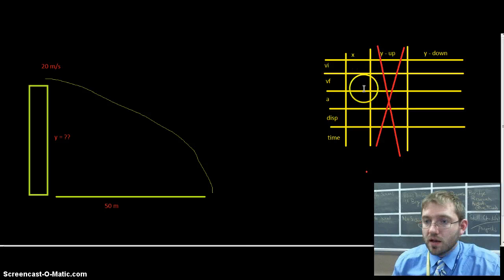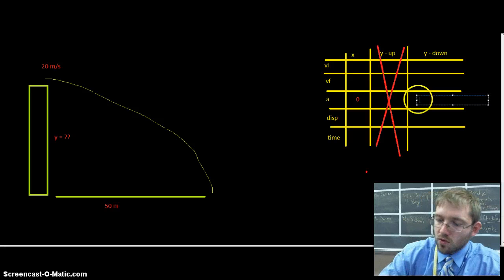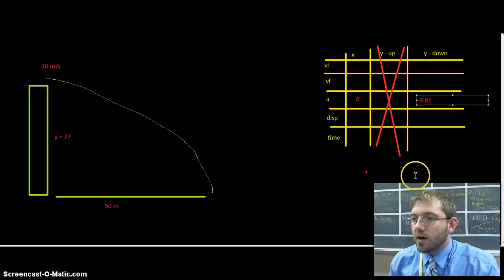But let's go ahead and solve the values we do know. We do know the acceleration in the x is 0. We do know the y down is negative 9.81. I write that in there.